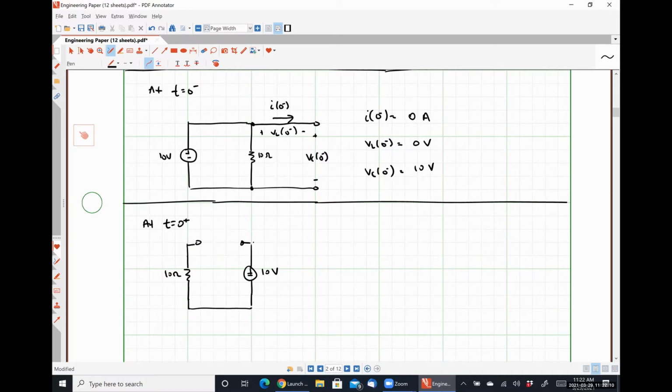All right, so VL at 0 plus goes there. Our analysis should be fairly straightforward. I at 0 plus has to stay at 0 amps because that's what it was. VL at 0 plus will be something new potentially. VC at 0 plus has to stay at what it was, so it's 10 volts. So who can tell me what VL at 0 plus is going to be?